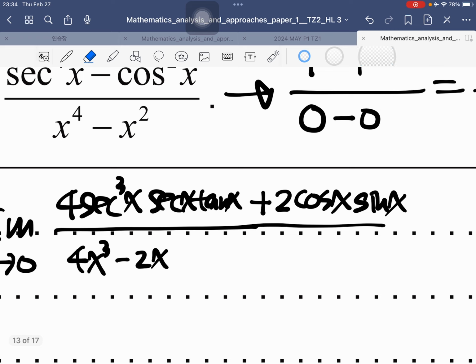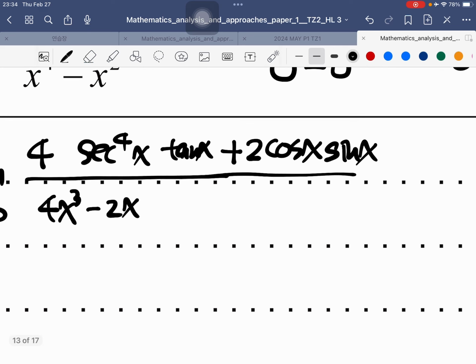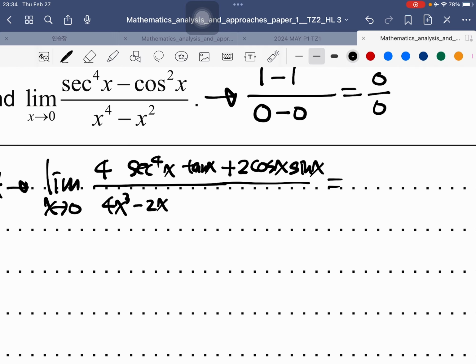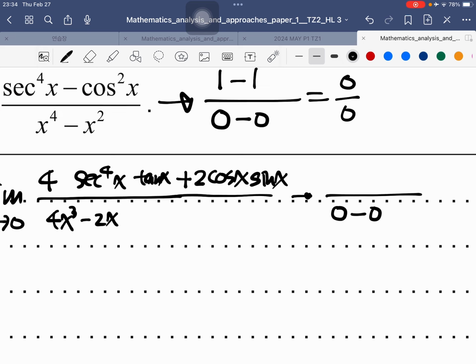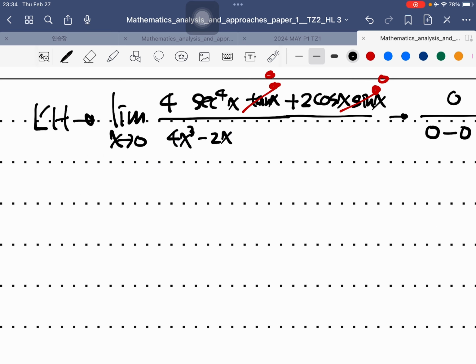So we can express this together: secant 3rd power and 1 power make secant 4th power. So secant 4th power of x, over x to the 4th. Now plug in 0, which will give us 0 minus 0 in the denominator. The numerator will be 0, this one will be 1, this term will be all 0, this term will be 0. So 0 over 0, and we can apply L'Hopital's rule again.